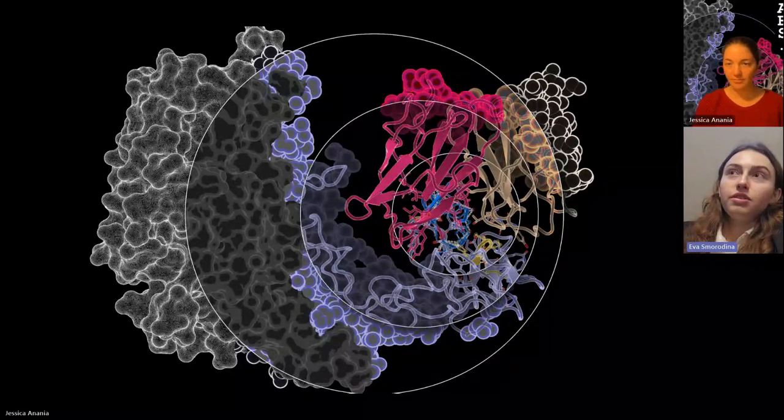And I am using models like AbodyBuilder, IgFold, also AlphaFold, and many others to try to predict and represent properly antibody and antibody antigen complexes.